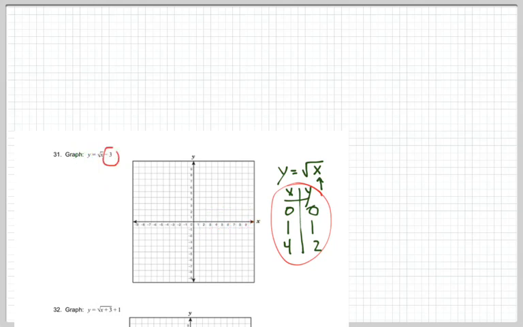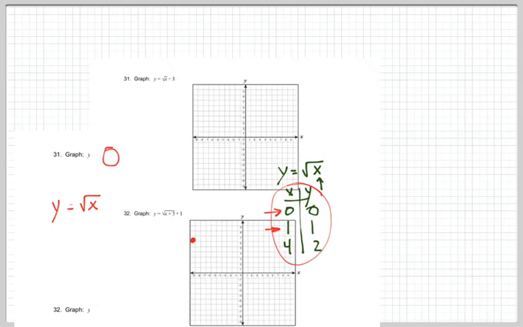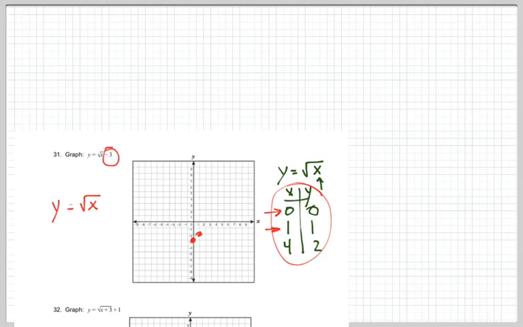I would say, okay, I'm shifted down by 3. I know the parent function usually starts at 0, 0. This one starts 3 lower, but it counts just like the parent function from this starting point, 0, 0, over 1, up 1, right there, and then over 4, up 2, right there. And so you get the same graph that I showed you previously.